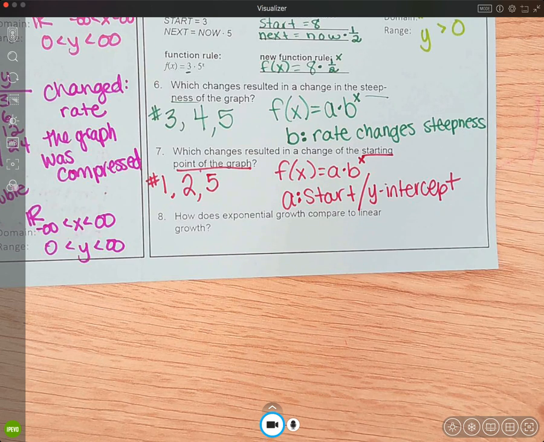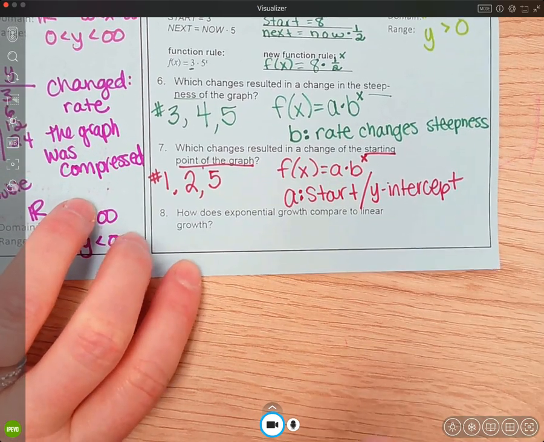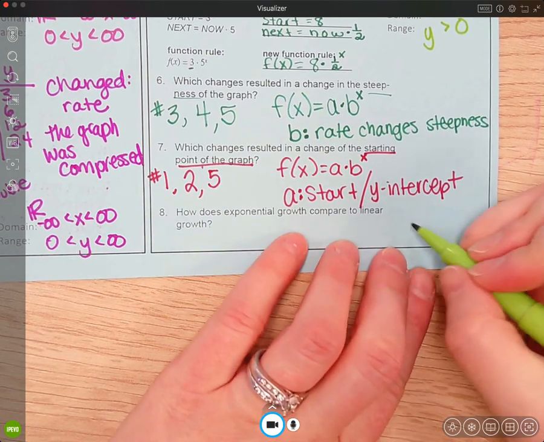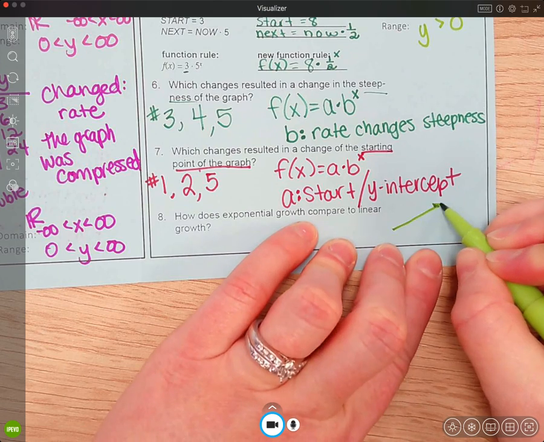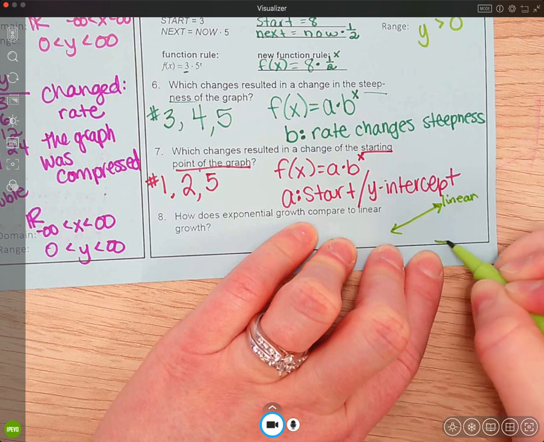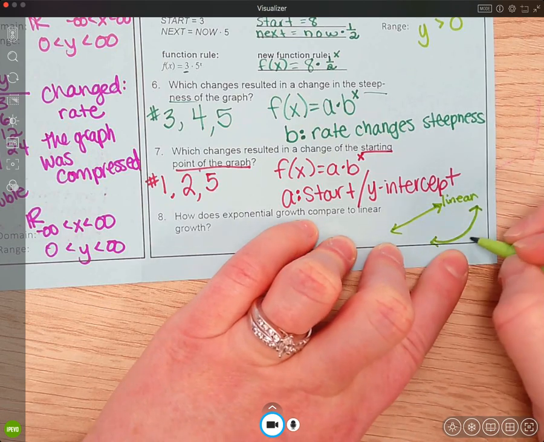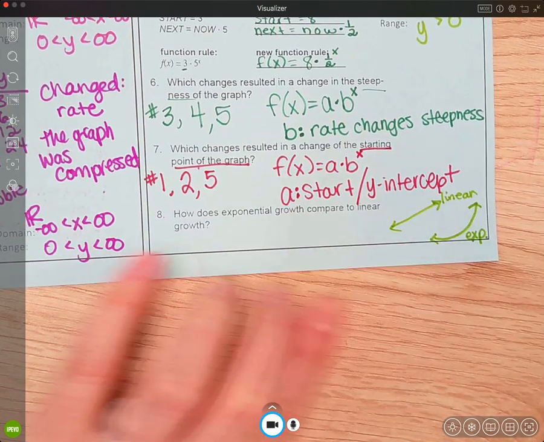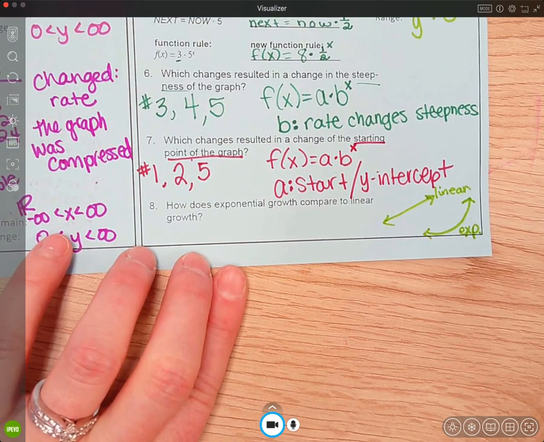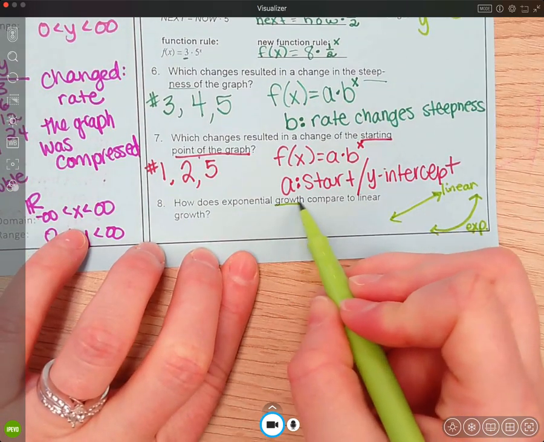Okay, last question. How does exponential growth compare to linear? Hold on, let's let Trey answer first. Linear functions deal with straight lines. Yeah, you're right. So a straight line is linear. These curvy lines are exponential. I'm just going to put exp. How does the growth compare though?